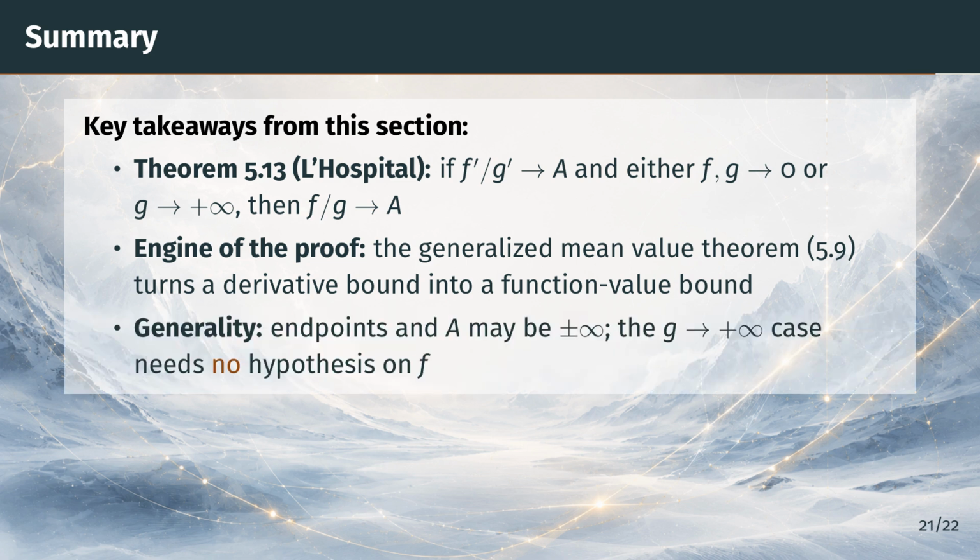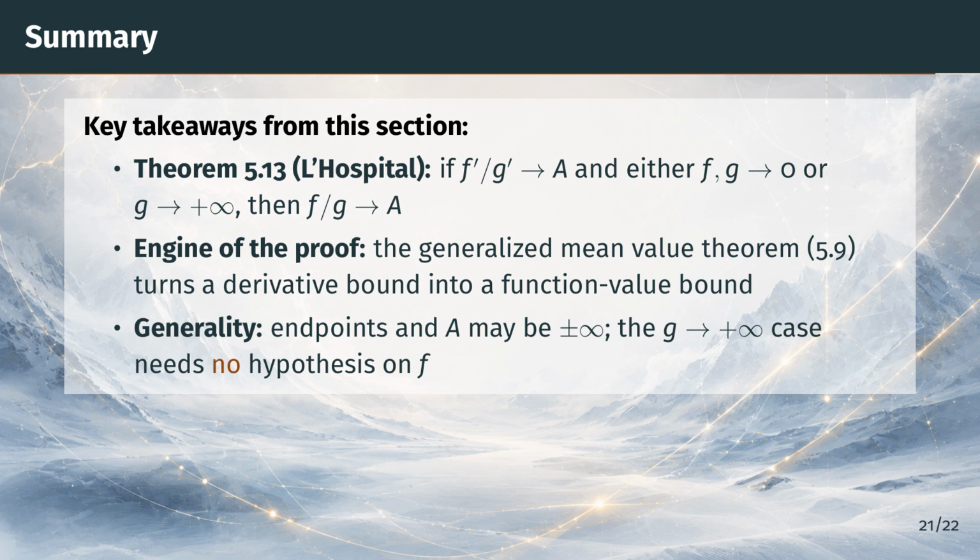A word on how general this really is. The endpoints a and b are allowed to be infinite, so the rule covers limits at infinity, not just at finite points. The target a may also be infinite, and recall the striking feature of the infinity case. When the denominator blows up, we need no assumption at all on the numerator. These are not decorations. They are what make the theorem so widely applicable.